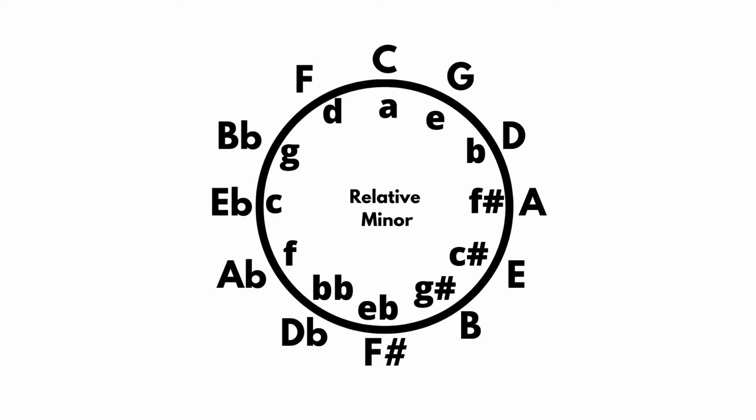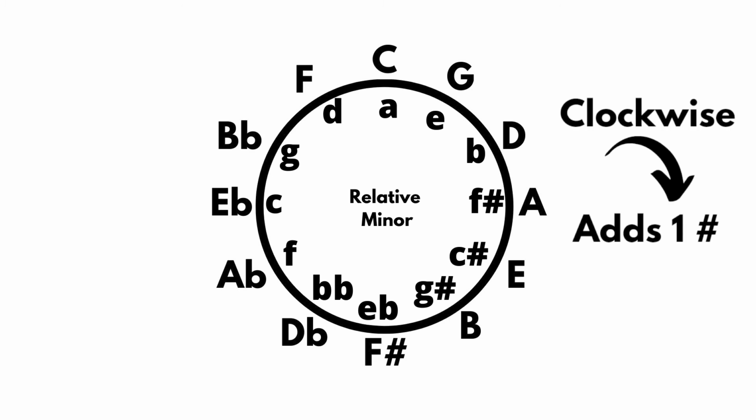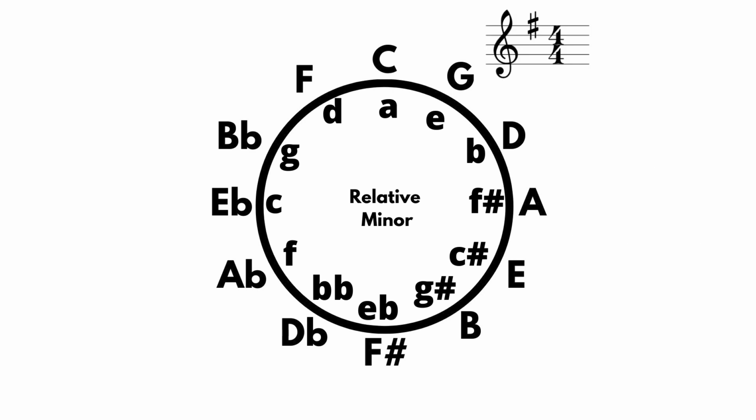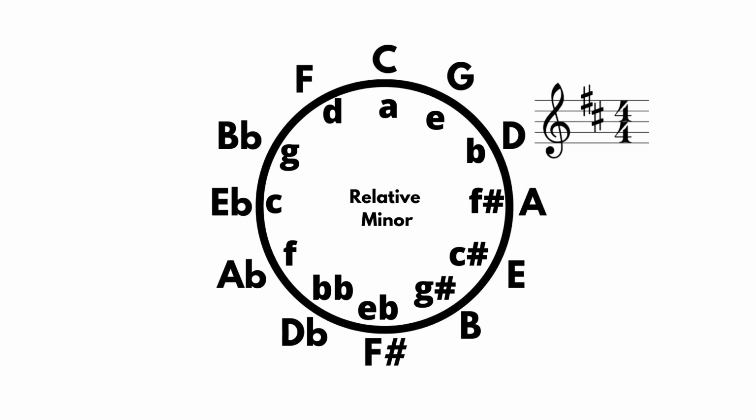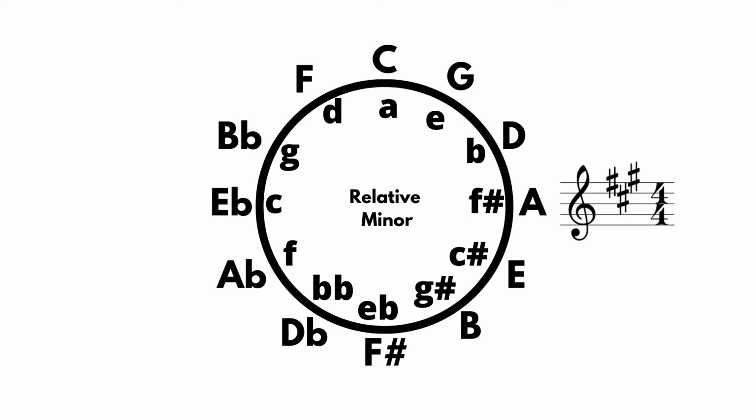Now remember, the relative minor will have the same notes as their relative major key. So there's no difference in the notes. So all that we've said about the major keys also applies to the relative minor keys. Moving clockwise, each relative minor key will have one additional sharp. So E relative minor will have one sharp, B relative minor will have two sharps, F sharp relative minor will have three sharps, so on and so forth.